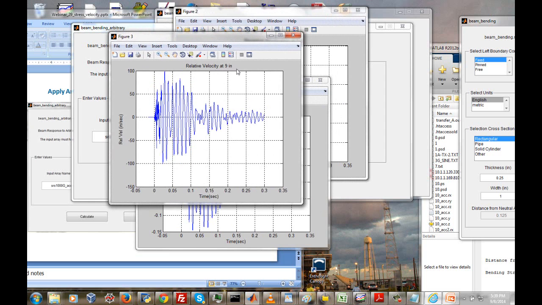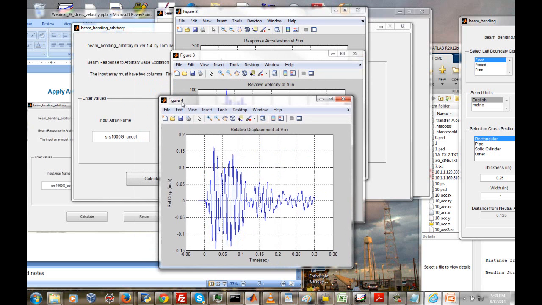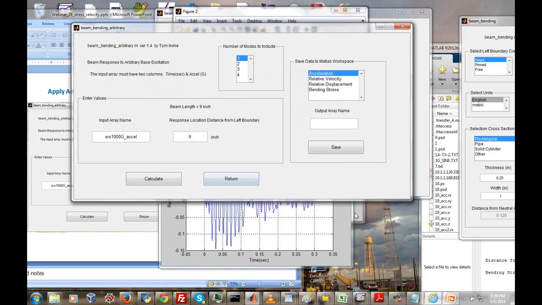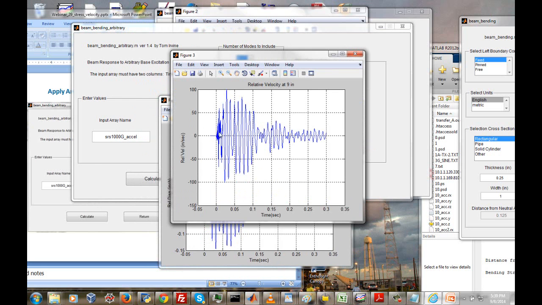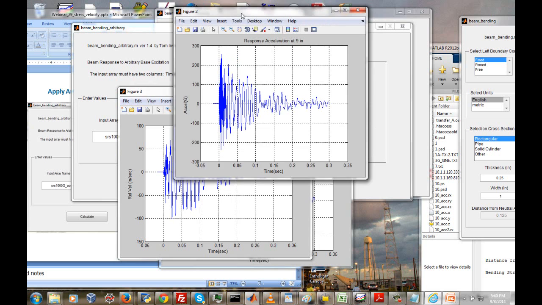Here's the relative velocity at 9 inches, still pretty much the fundamental mode response, but you can see the higher modes are somewhat active at the onset. You know, actually, I've misspoken, so let me go back and correct myself. We're only including one mode in the analysis, but what you see here is some of the base excitation energy is filtering through. So you need to watch me on that, and please keep me honest, okay?